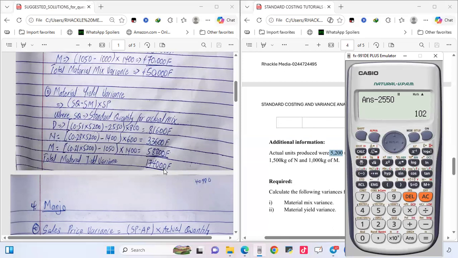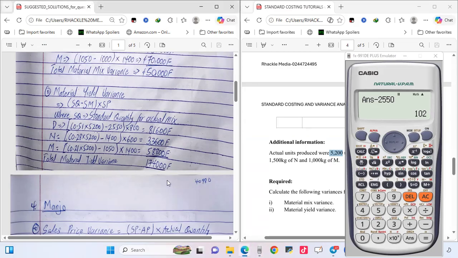Now, what's the difference here? The difference is that the material mix variance only compares the quantities or the mix that was involved, right? It compares the standard mix to the actual mix that was given. And the yield variance takes into consideration the standard mix and then the yield, the quantities, what they yield. So it actually wants to extract from the actual output what was the actual input that was used. Do you get it? All right.